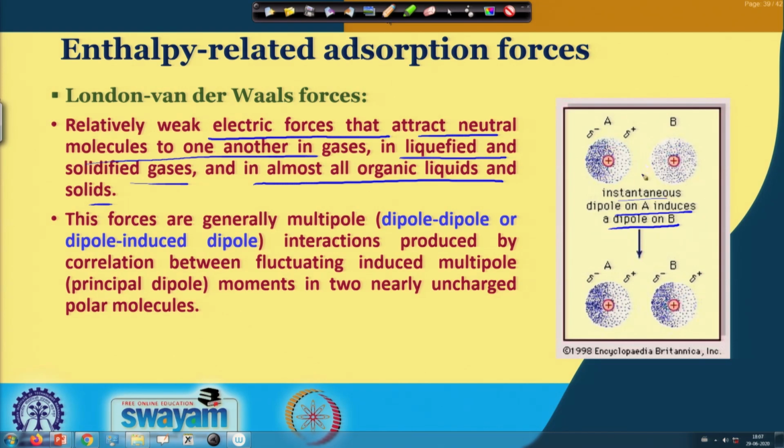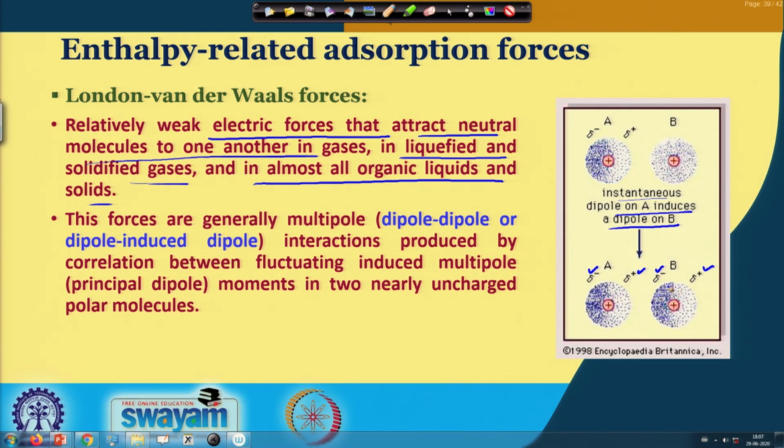In A, when there is an instantaneous dipole, you can see positive charge and negative charge, so there is a dipole. This instantaneous dipole results in a dipole in B also, and due to this instantaneous dipole, an opposite sign develops in the vicinity of B. So, you can see here there is another induced dipole also. This is the reason for this van der Waals force.